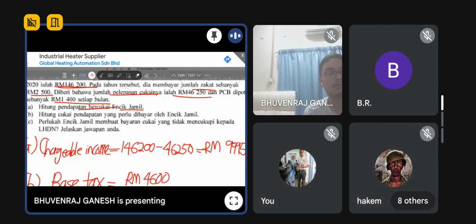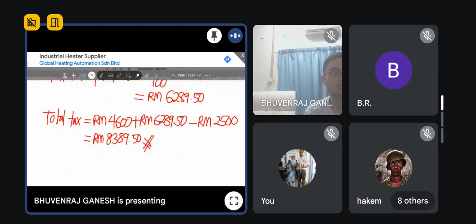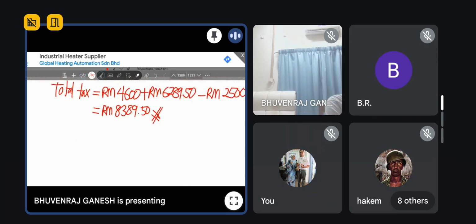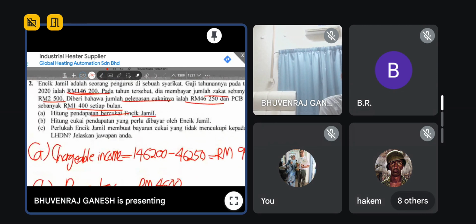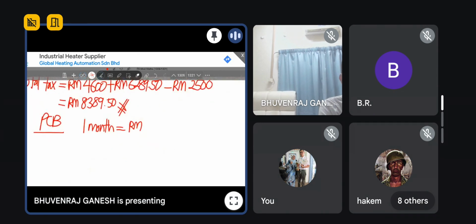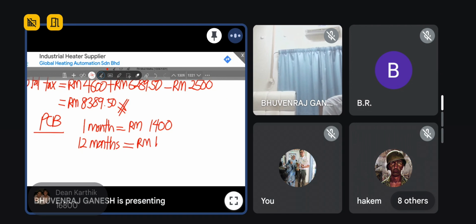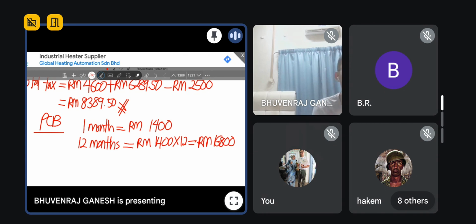Okay, last one. So does he need to pay the extra money to LHDN or not? So how do we find this? First step, guys, langkah pertama, we must find PCB. Okay, so PCB for 1 month, if you refer to the question, is equal to RM 1400. So you must find 12 months. Satu tahun berapa? So you will have RM 1400 times 12. So you will get, okay, very good, 16800.